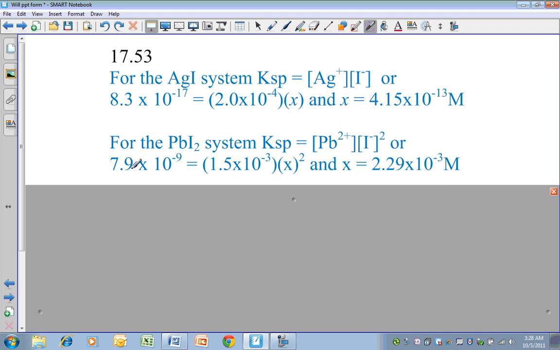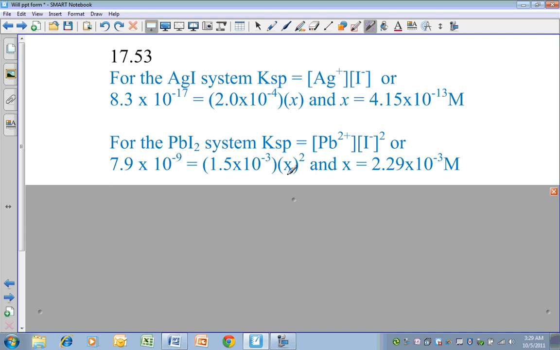I know the Ksp for both of them, so that's given to me here and here. I get to plug in the known concentration of silver and whatever concentration of iodide is, we'll just call that X. For silver, when X equals 4.15 times 10 to the minus 13 molar, that means when the concentration of iodide reaches that level, that's when I would see a precipitate.